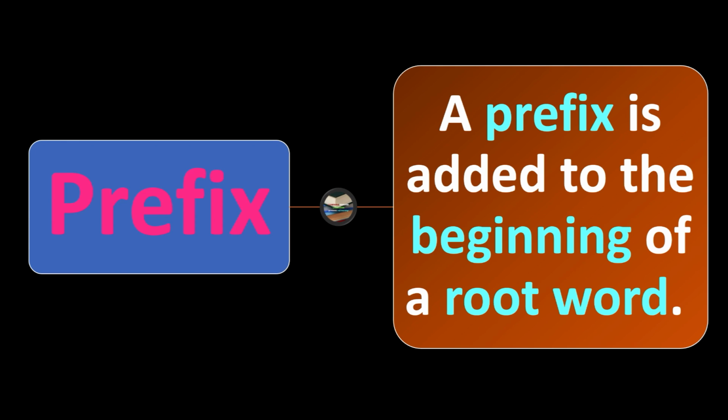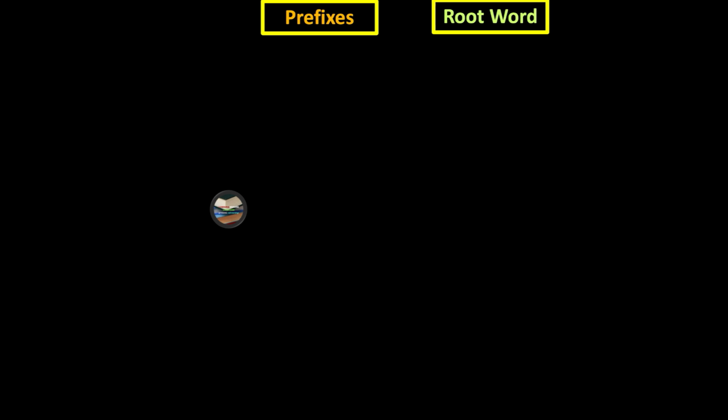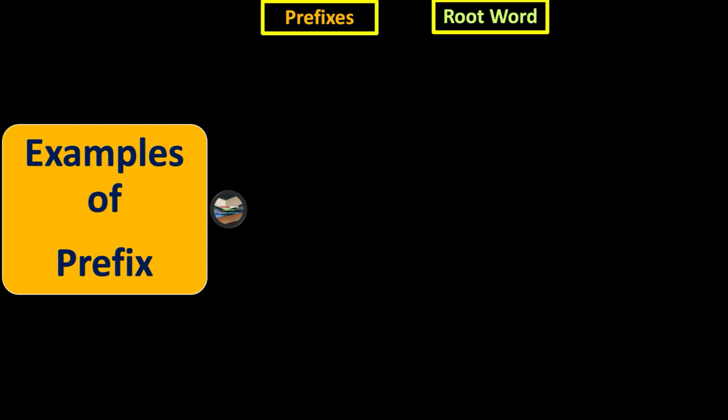A prefix is added to the beginning of a root word. So we put a letter or a set of letters at the beginning of a root word, and that is all about prefix. Now let's talk about examples of prefix.